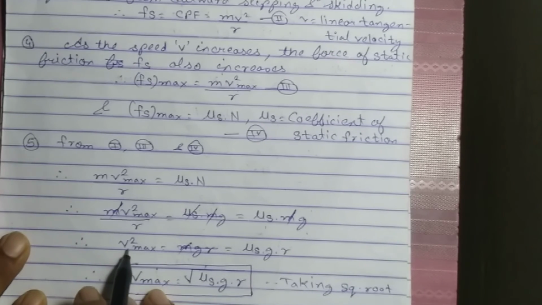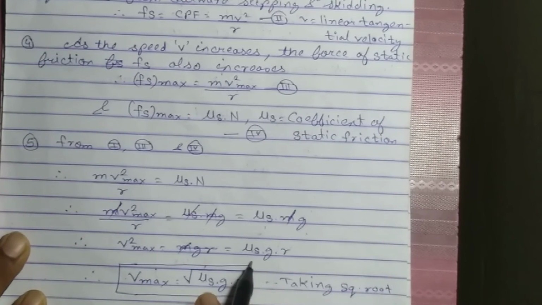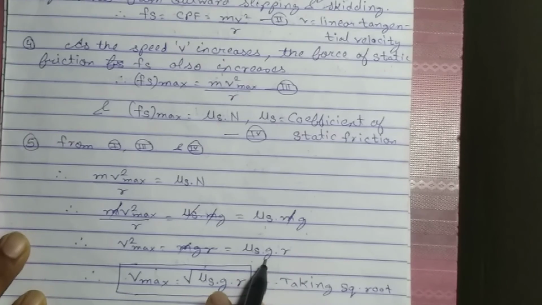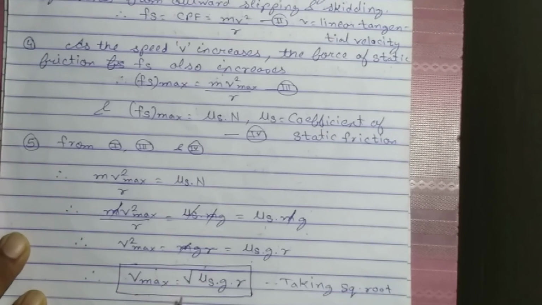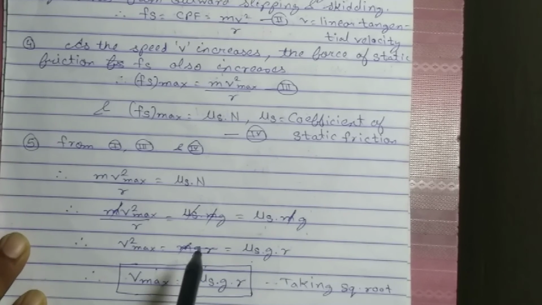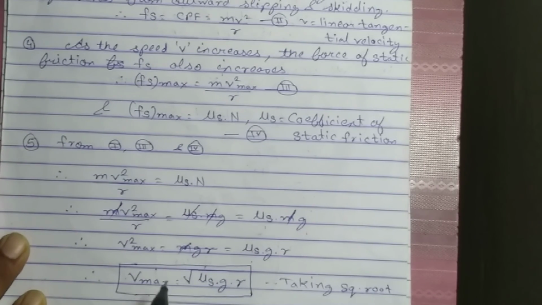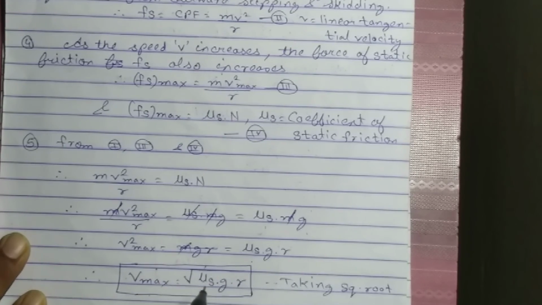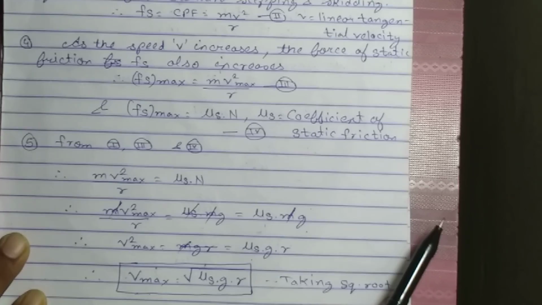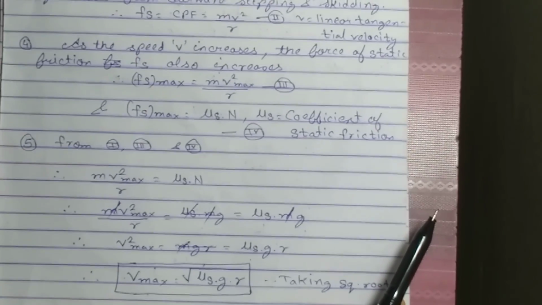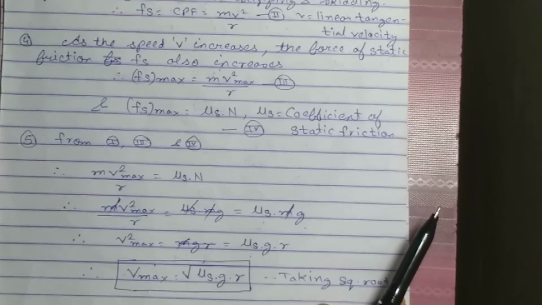Then what is the formula for v max square? Mu s, the coefficient of static friction, multiplied by g, the acceleration due to gravity, multiplied by r. If I take the square root, then v max, the maximum velocity at which the car can travel along the circular horizontal track, is given by the square root of mu s multiplied by g multiplied by r. Hope you understood the derivation for maximum velocity along the circular horizontal track.